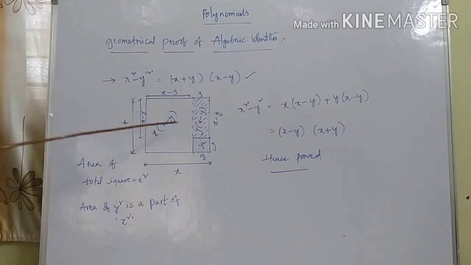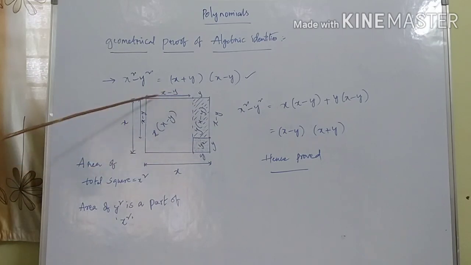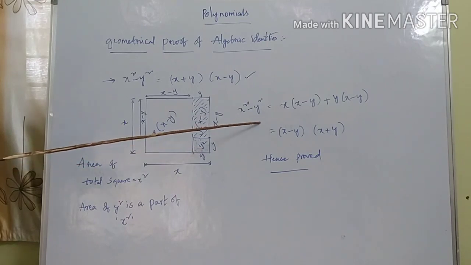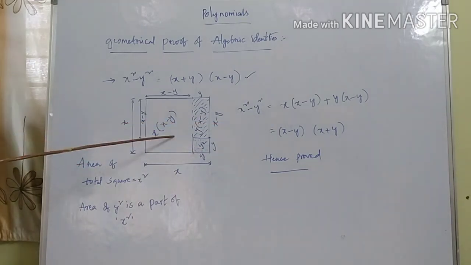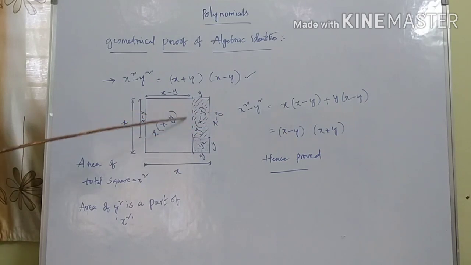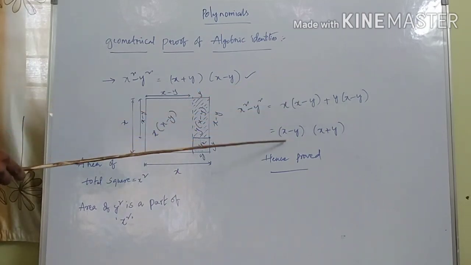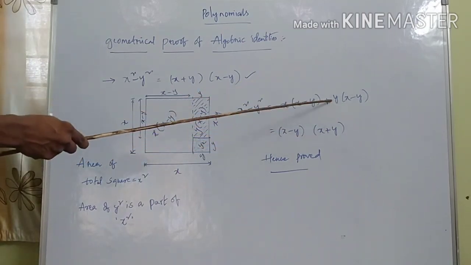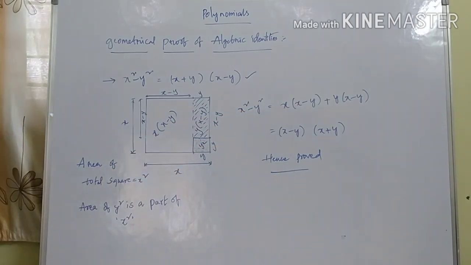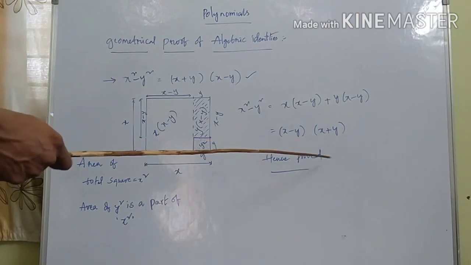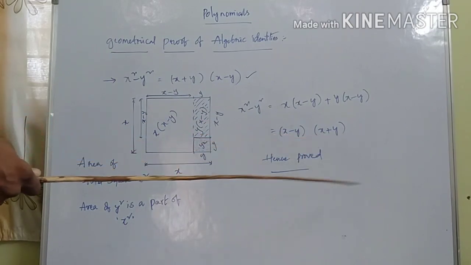We say that the total area is equal to x square minus y square. Alternatively we write it as the summation of these two rectangles, that is x into x minus y and y into x minus y. Here x minus y is common, and the remaining terms are x and y. So our algebraic identity x square minus y square is equal to x minus y into x plus y, hence proved.